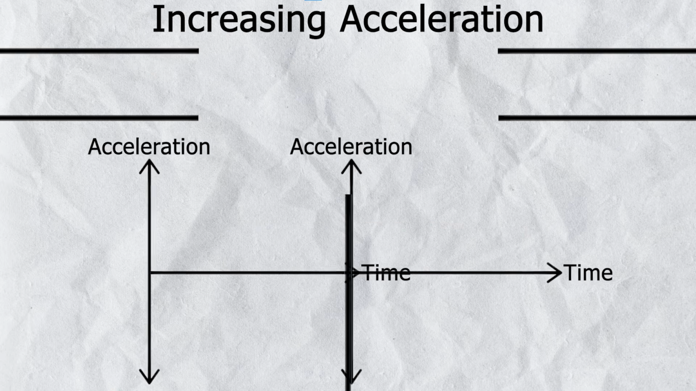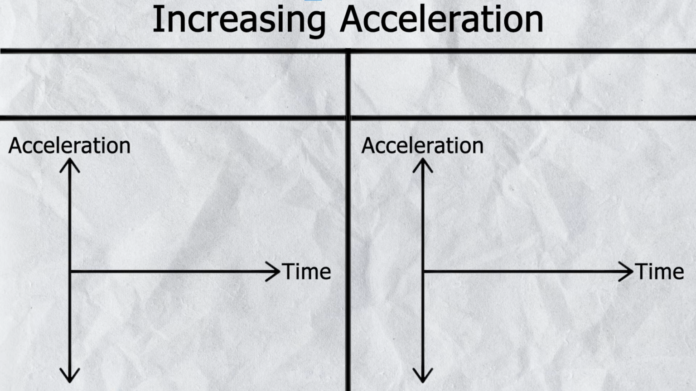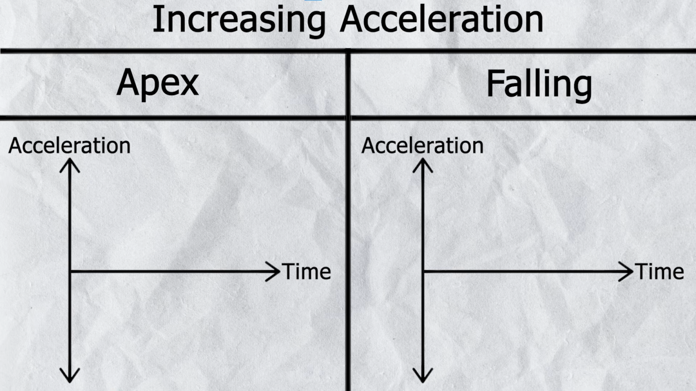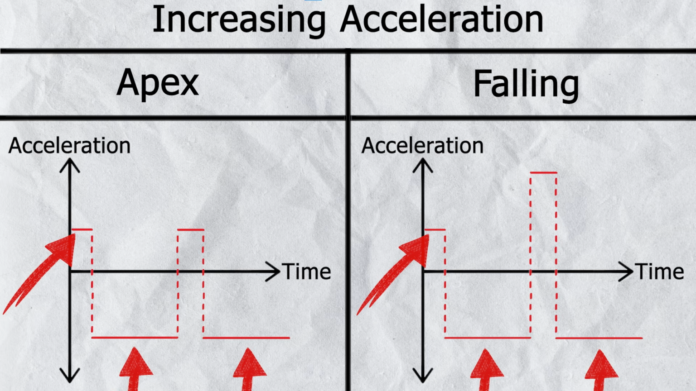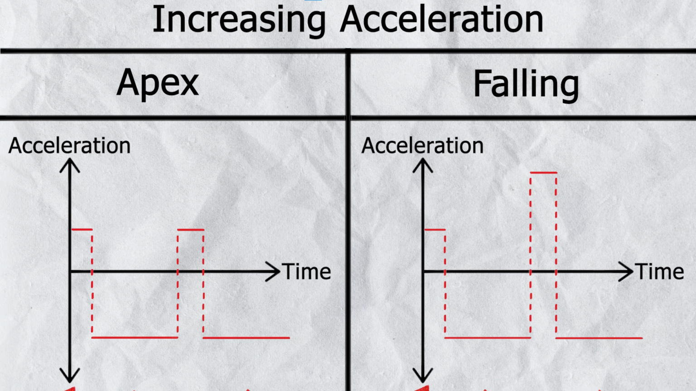If we make two acceleration versus time graphs, one for when Tails double jumps at the apex of his jump, and the other for when he double jumps after falling, we get two very similar graphs. These lines at the bottom show Tails' constant downwards acceleration due to gravity, and these lines show his upwards acceleration when jumping off the ground. All these lines are the same for both scenarios, so they're not important to us.